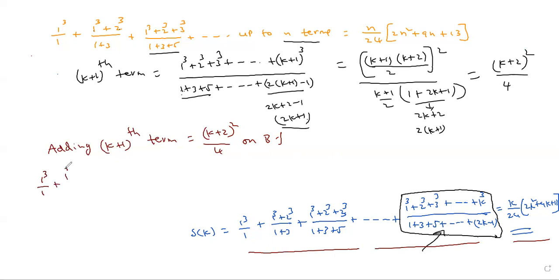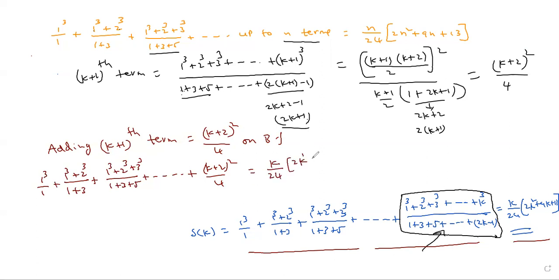1 cube by 1 plus 1 cube plus 2 cube by 1 plus 3 plus 1 cube plus 2 cube plus 3 cube by 1 plus 3 plus 5 up to so on. At last you just add k plus 2 whole square by 4 is equal to RHS as it is. This RHS as it is, plus you just add k plus 2 whole square by 4.